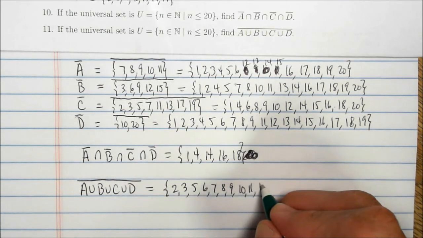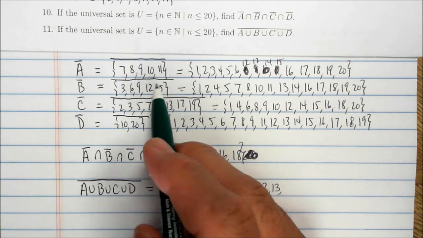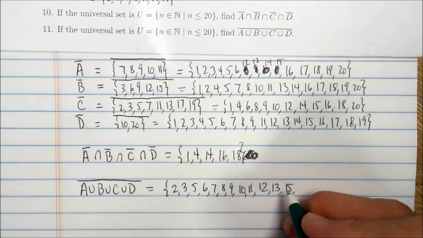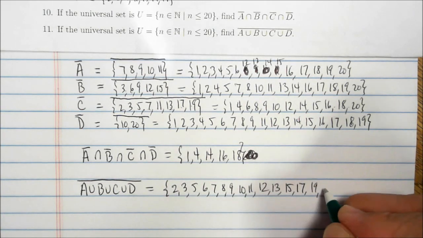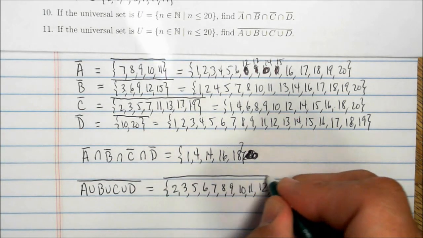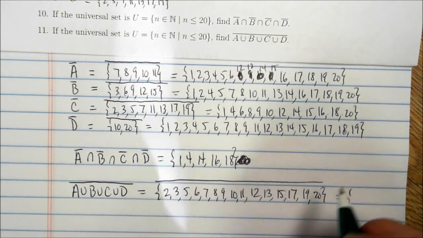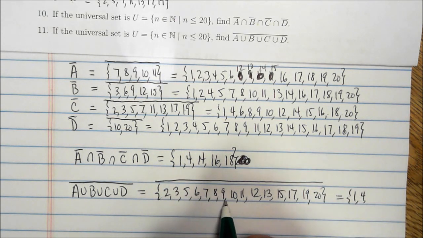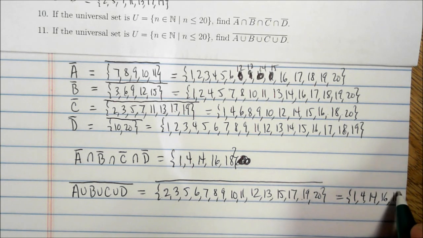12 is in at least one of them, 13 is in at least one, 14 is not to be found, 15 is in at least one, 16 is not to be found, 17 is here, 18 is not to be found, 19 is there, and 20 is there, and I want the complement of this. So everything from 1 to 20 that isn't there. So 1's not there, 3, 4's not there, 6, 7, 8, 9, 10, 11, 12, 13, 14's not there, 16 is not there, and 18 is not there.